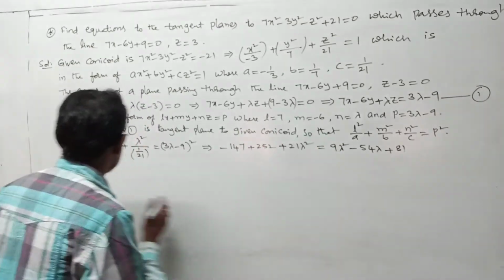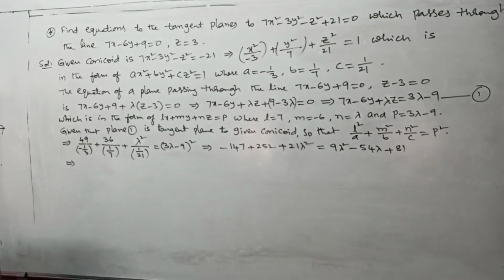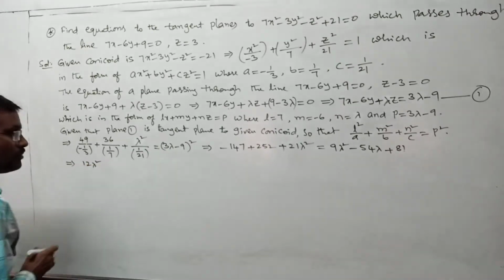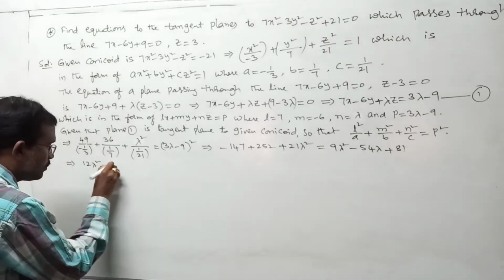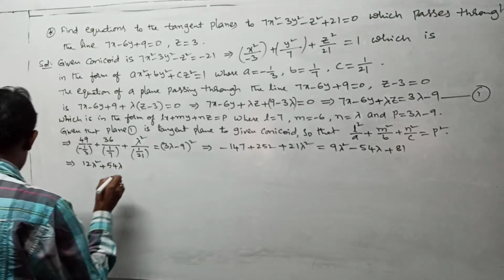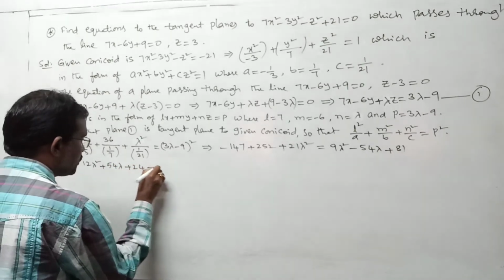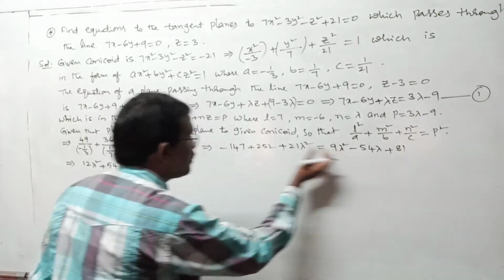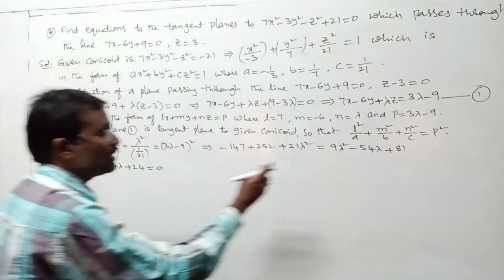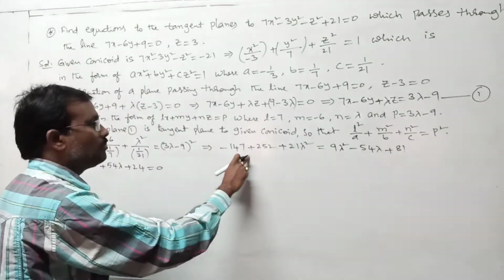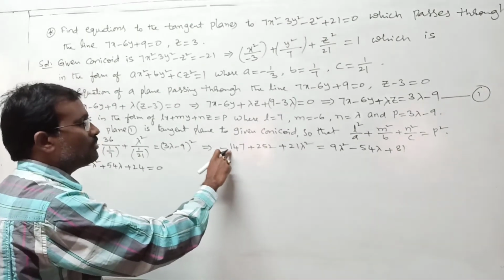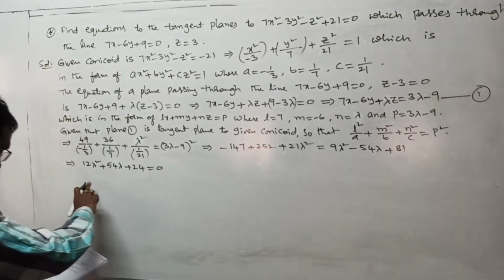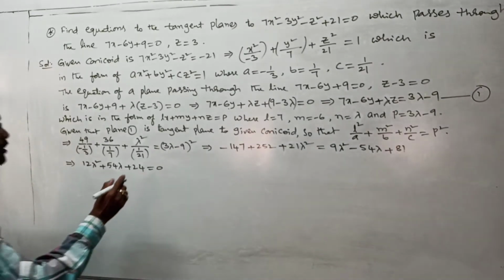Now take all the terms to one side and simplify. I am going to write the simplified form directly. It is 12 lambda square plus 54 lambda plus 24 is equal to 0. 12 lambda square, since 21 minus 9 is 12. Taking 81 to this side, minus 81, minus 147 plus 252 becomes 24. 12 lambda square plus 54 lambda plus 24 equal to 0.